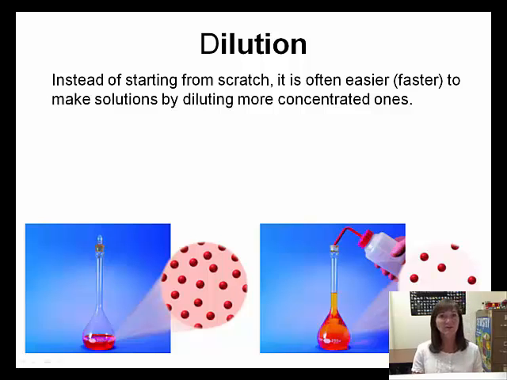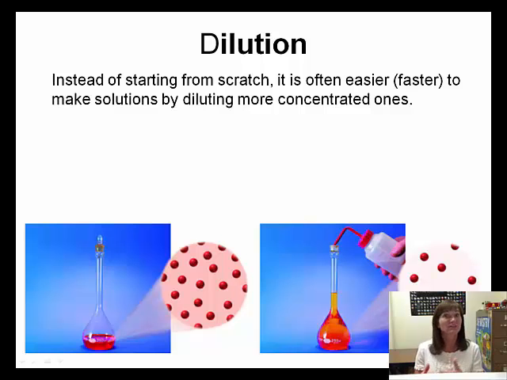Okay, so those are the 4 concentration units. We're now going to talk about how you do a dilution. Instead of starting from scratch like we did in the previous examples, it's often easier and faster to make a solution by diluting a more concentrated one. So for example, if I'm a scientist and I'm going to do an experiment and I need to use a liter of this acid that I want to be 5 molar, this 5 molarity acid.